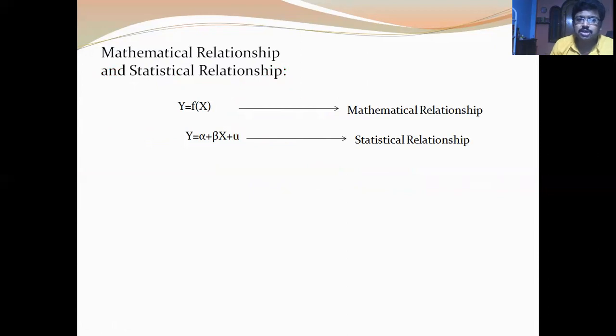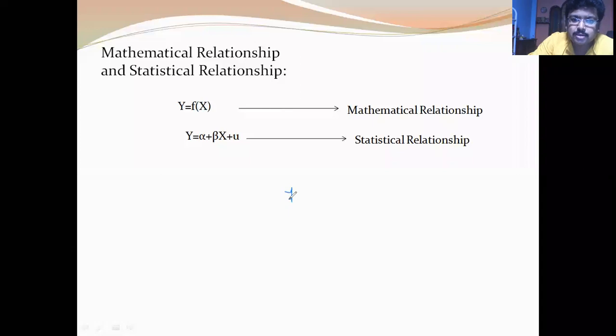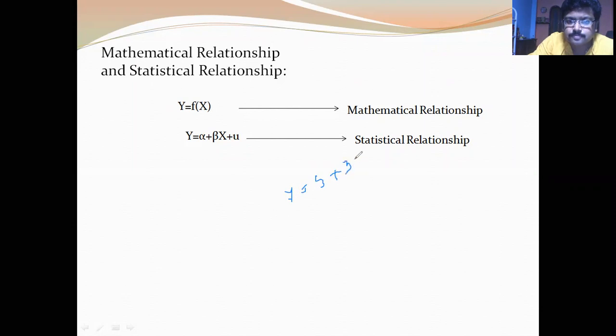Now, the mathematical relationship and the statistical relationship. So, what is the mathematical relationship? Suppose y equals 5 plus 2x.